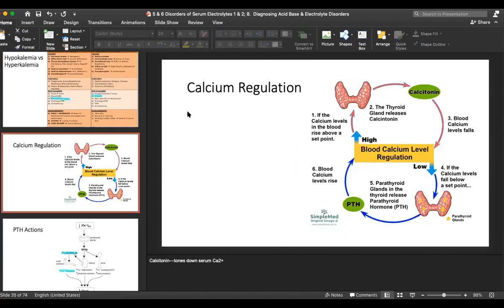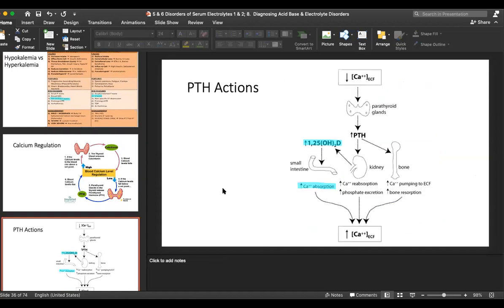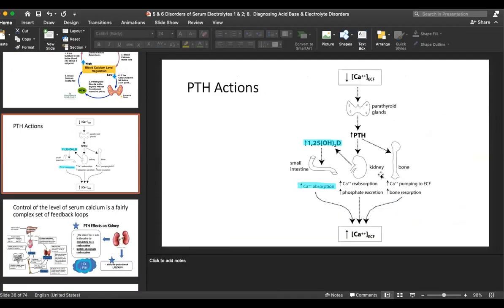Okay, calcium. Calcium is all about regulation, and deals with calcitonin and PTH. Calcitonin tones down our serum calcium. PTH increases our serum calcium. Now, when calcium is low, our parathyroid glands are triggered to release PTH. PTH acts on the kidneys, on the intestines, and the bone to release calcium.